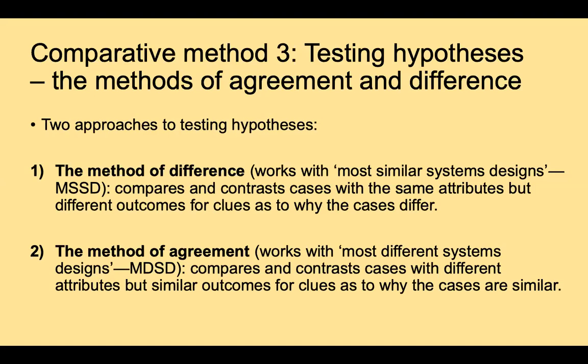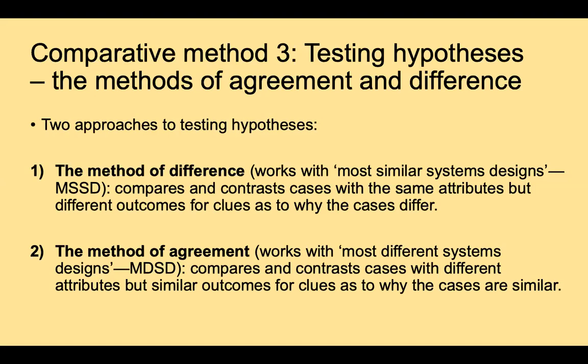The method of difference, our first method, works alongside most similar systems designs. It's compatible with that type of design. And this method is the comparison and contrasting of cases with the same attributes but different outcomes. And you look for clues as to why the cases differ. So you take countries with the same attributes but different outcomes, and you try to figure out what it is that differentiates those two similar countries.